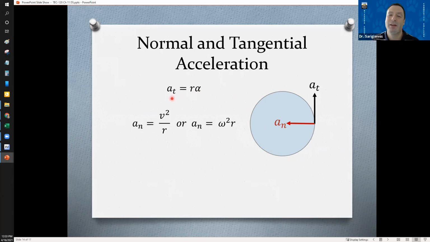Tangential acceleration just depends on the radius times the angular acceleration. So if this thing's moving at a constant angular velocity, there's no angular acceleration. So it's possible for tangential acceleration to be 0, but still have a normal acceleration. Obviously, if you do have a change in angular velocity, your angular acceleration will be present. It will not be 0, and you'll have a tangential acceleration as well.